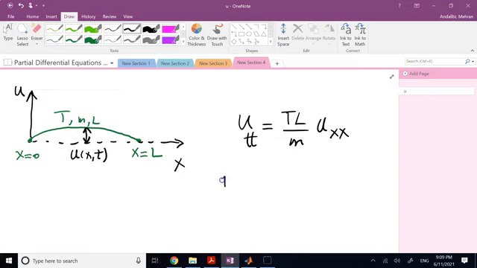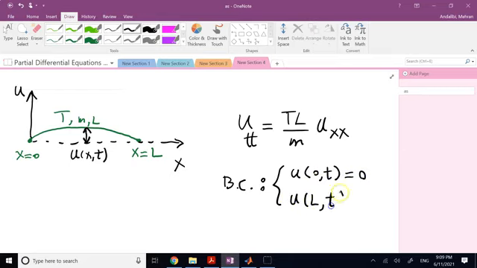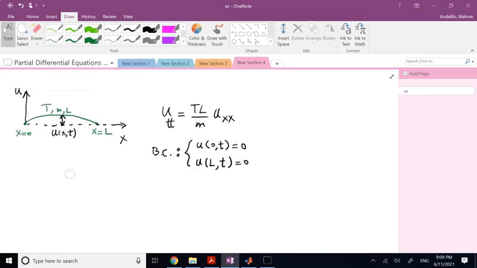The boundary conditions are: u at location 0 and any time t is 0, and u at location L and any time is also 0. The two ends are fixed. And I also have initial conditions.